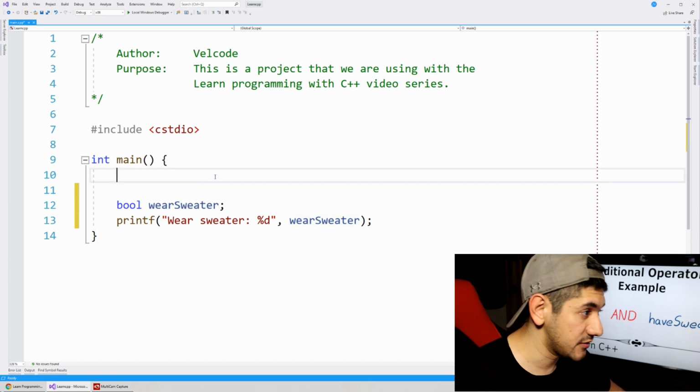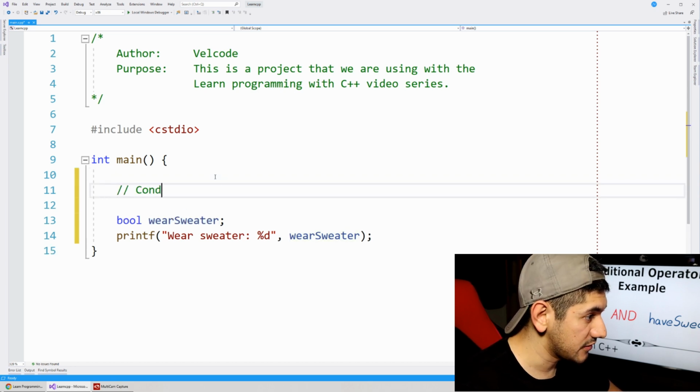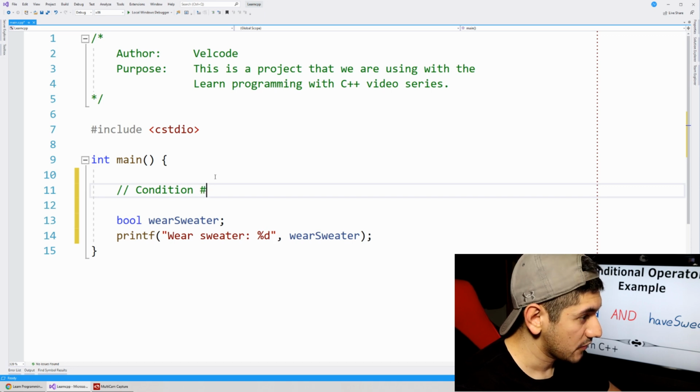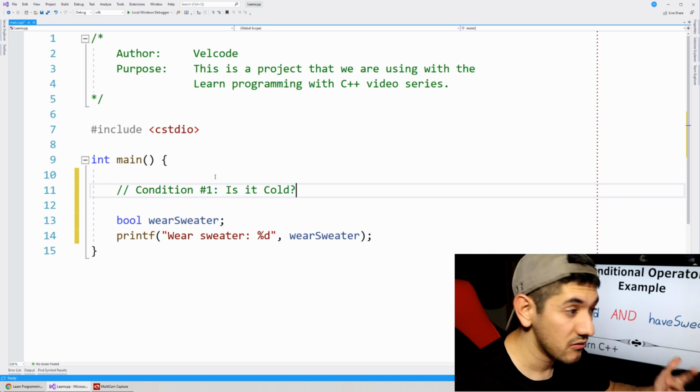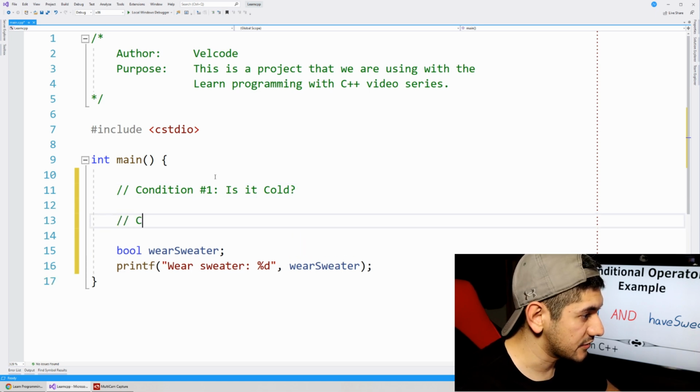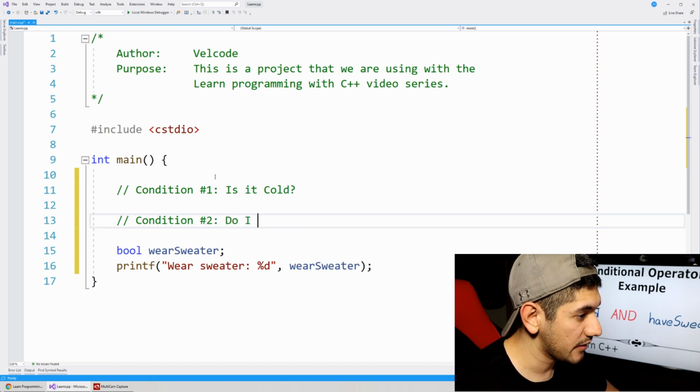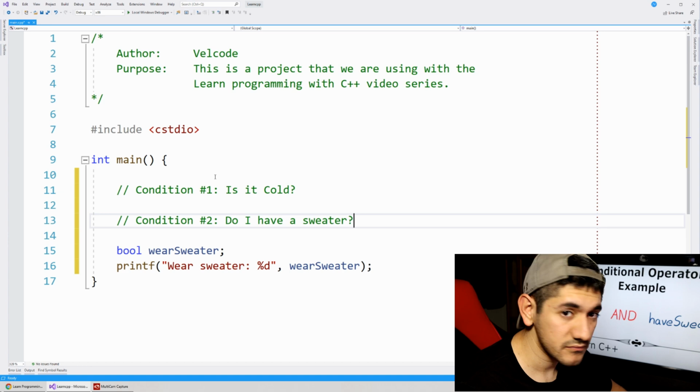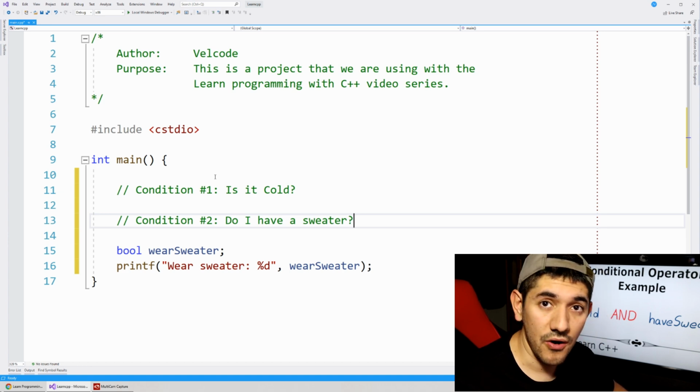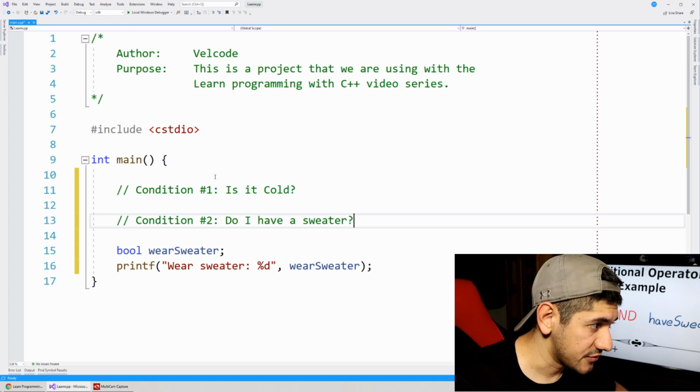So we said we need two conditions. Let's write some comments here. Condition number 1 is going to be, is it cold? We want to know if it's cold today or any other day. And then condition number 2 is going to be, do I have a sweater? That's condition number 2. Let's start talking about condition number 1 first.